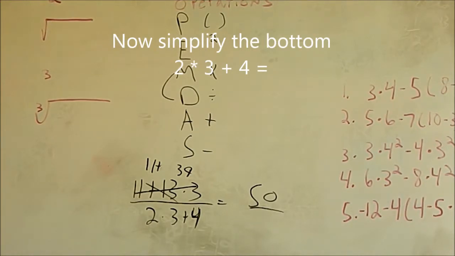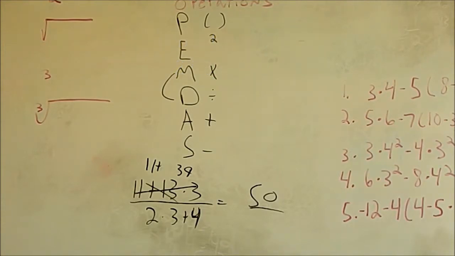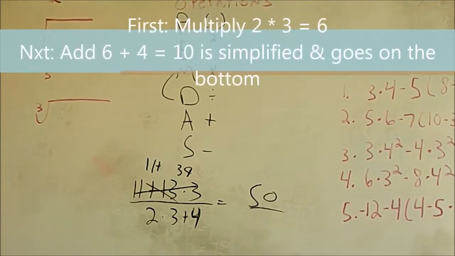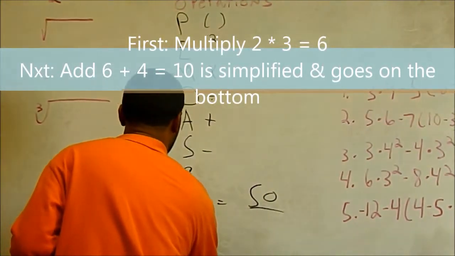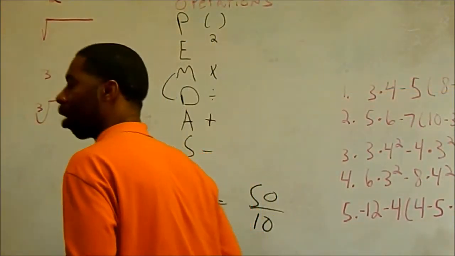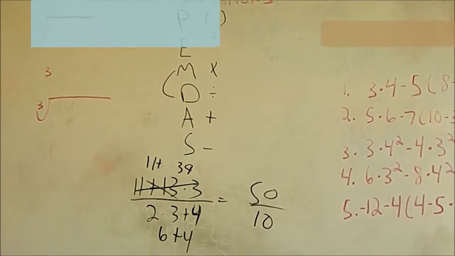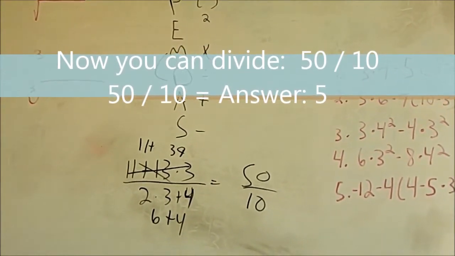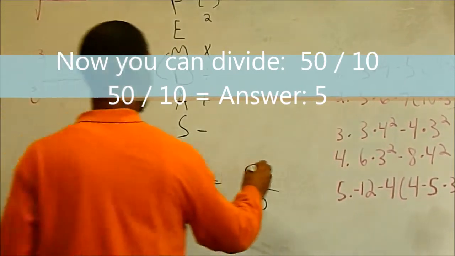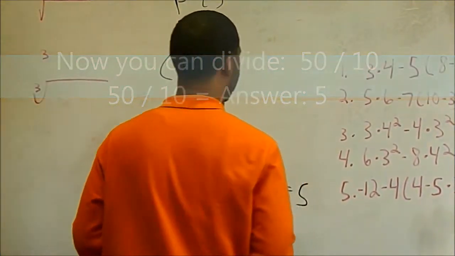Now, let me go and simplify my bottom. How do I do that? 2 times 3. And 2 times 3 is what? 6. And then what do I do with that? Plus 4. 6 plus 4 is what? 10. Now I can divide. So 50 divided by 10 is 5. And that's my answer. Oh, that's easy.